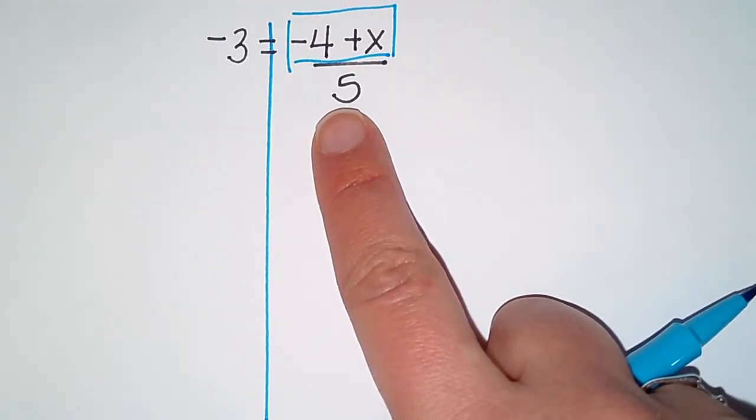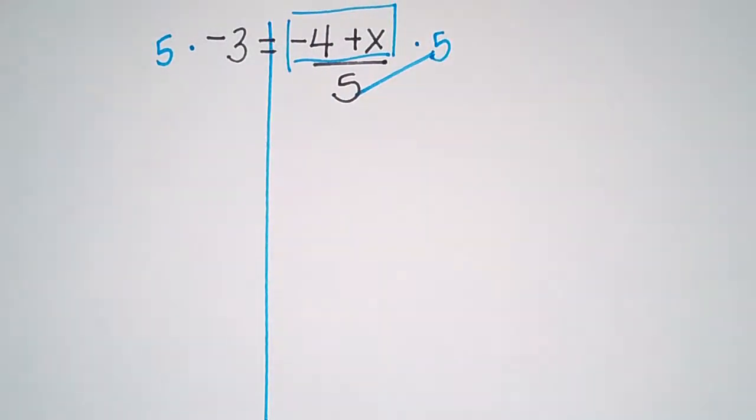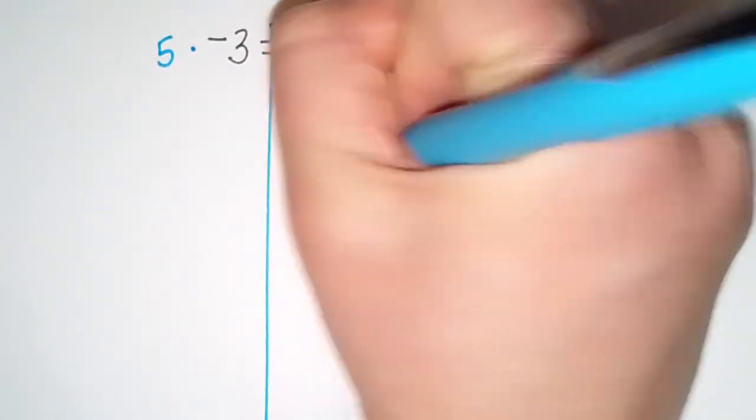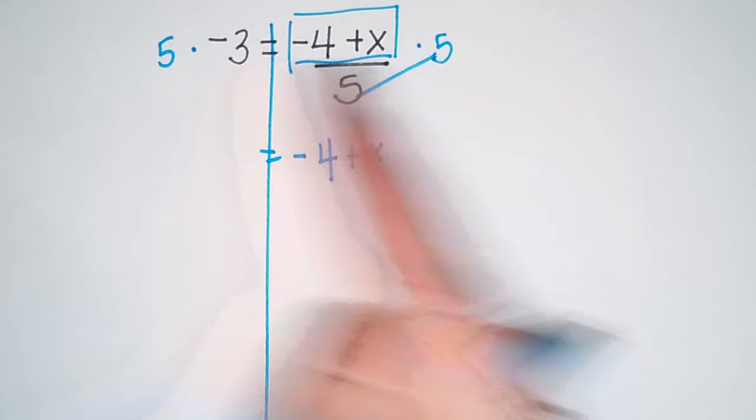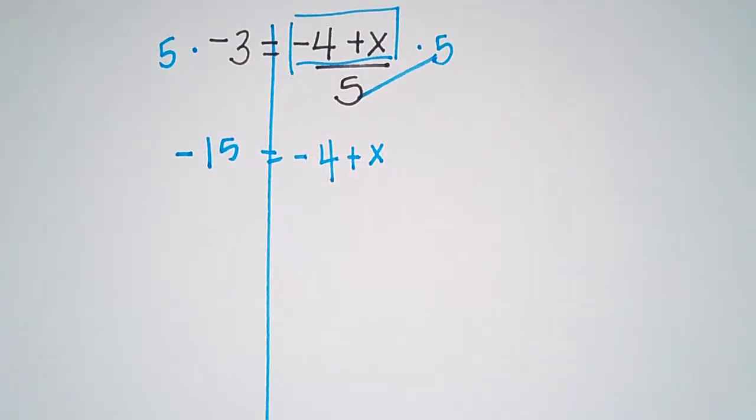To get rid of that 5, it's dividing by 5, so I multiply by 5. I do that on both sides. I'm left on that right side with negative 4 plus x equals 5 times 3 is 15. Positive times a negative is negative 15. And now I just have to get rid of that negative 4.